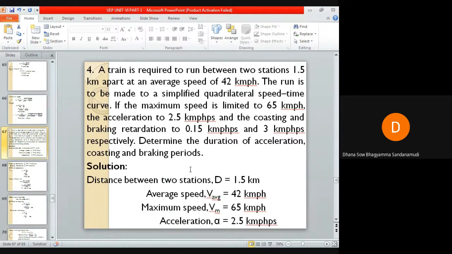Determine the duration of acceleration and coasting and braking periods. You have to determine the duration of acceleration, and the coasting and braking period durations, that means T1, T2, T3. T1 is the duration of acceleration, T2 is the coasting duration, and the braking duration is T3.